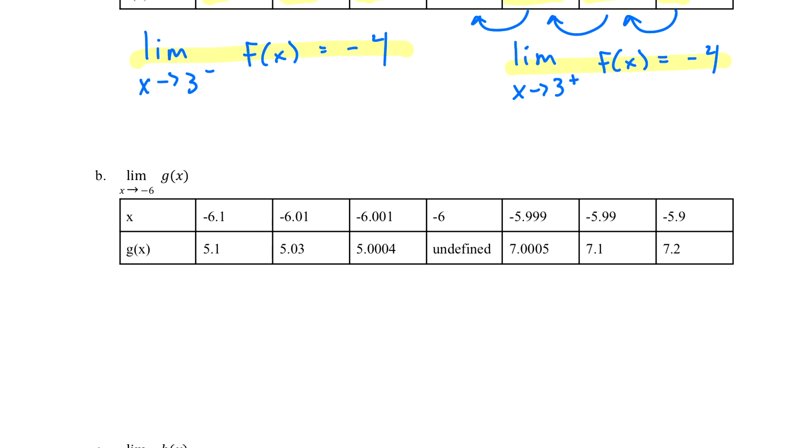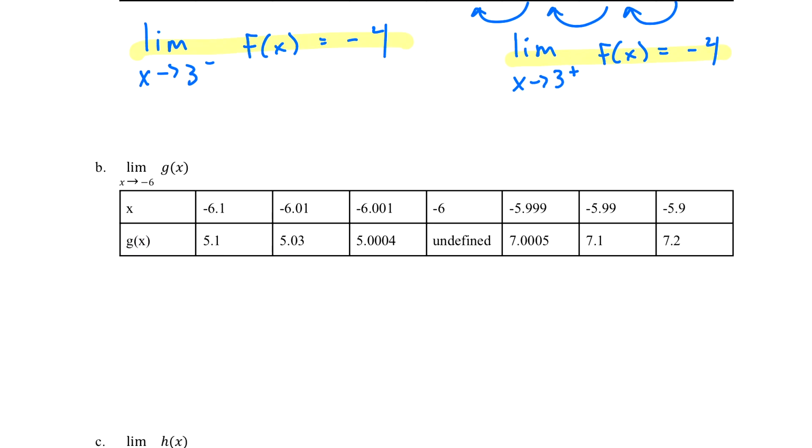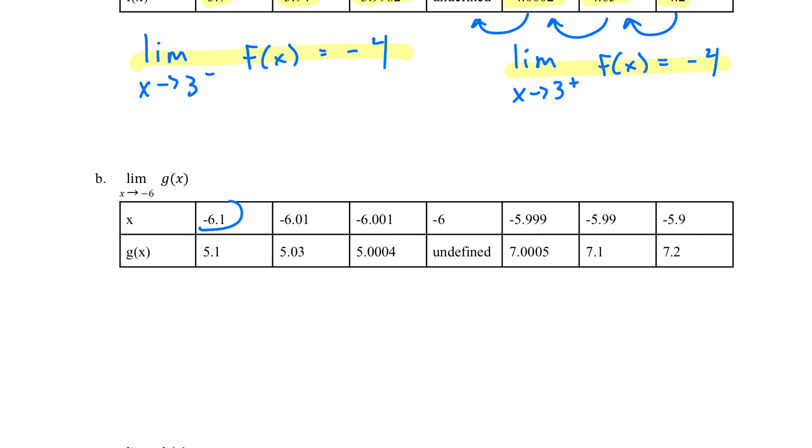Here I've got another function g of x. Here we have x approaching -6. For the left-hand side, I've got -6.1, -6.01, and -6.001. And then for the right-hand side, we start with -5.9, -5.99, and -5.999. I'd recommend that you pause the video to try this out. Think about the left-hand limit and the right-hand limit. What y values are they approaching? And then see if we can draw a conclusion about the two-sided limit.